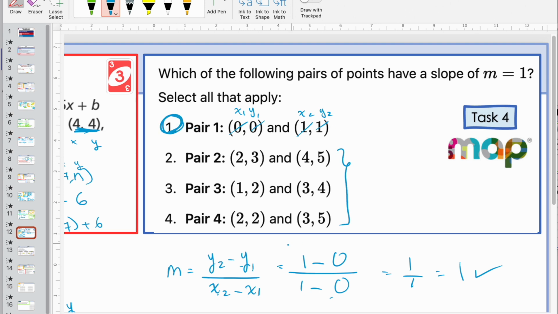Check for the other points. This is 2 over 2, which is 1. This is correct. This is also correct. 3 over 1, this is not correct.